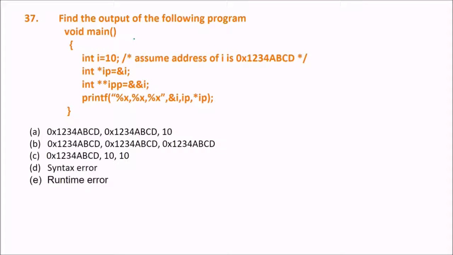Find the output of the following program. We assume the address of I to be something like this. I equal to 10. We are assigning the address to IP. Now IP has this value. Now we are assigning the address of the reference of I to star IPP. Now you want to print the address of I, the IP and star IP. What will be the answer? Try answering this.